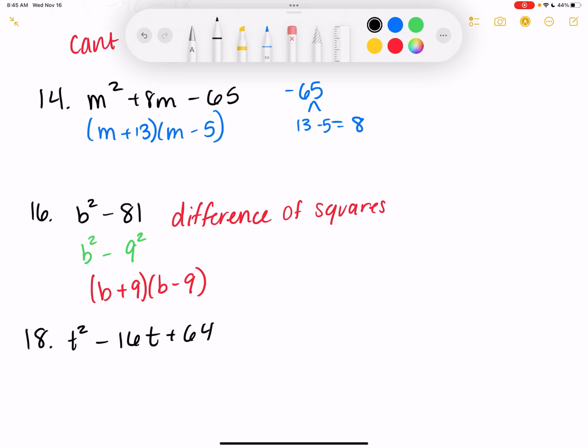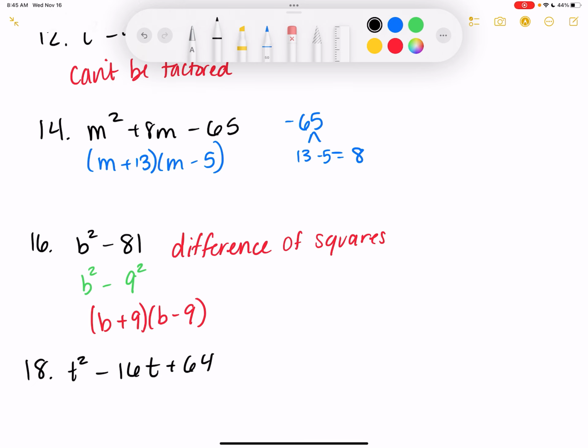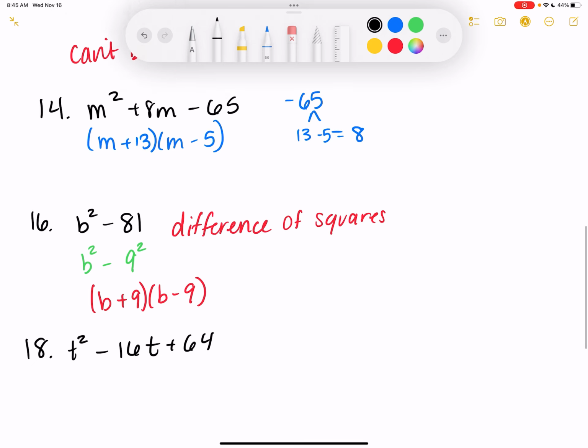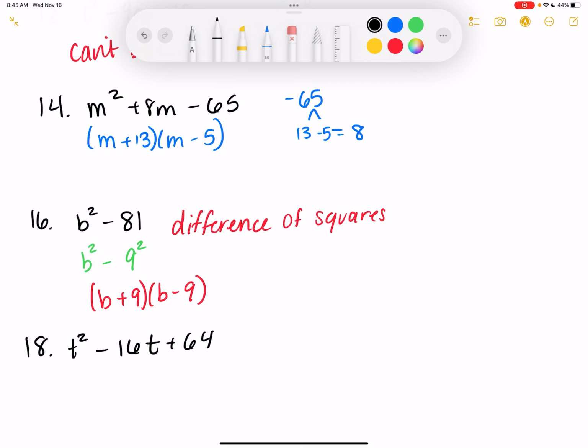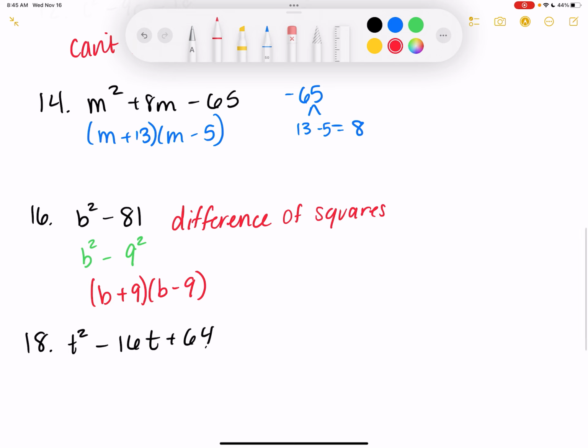If there's 3, though, this kind of just looks like the normal factoring problem that we did up here, right? So, not to say that you still can't do it this way, because you can technically do any of them this way, but this is a squared term. I always look to see is my last term something squared. What squared gives you 64? 8. So this is 8 squared.